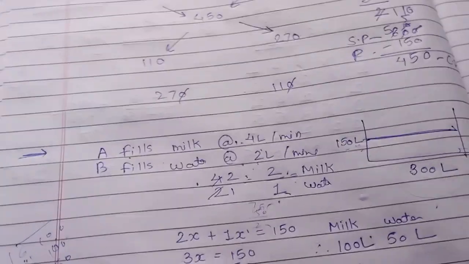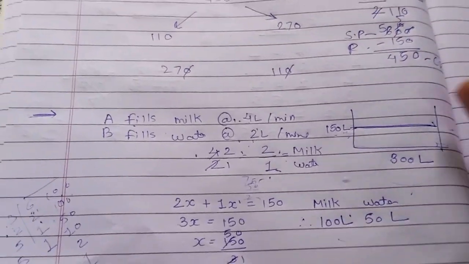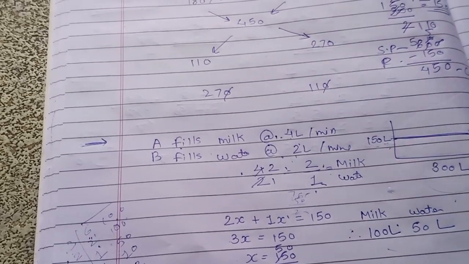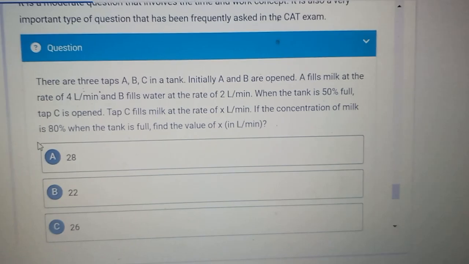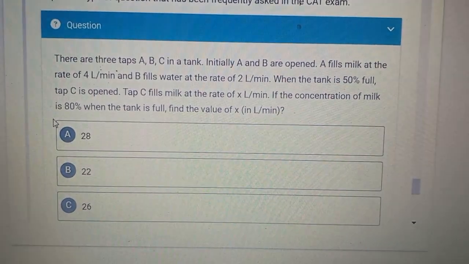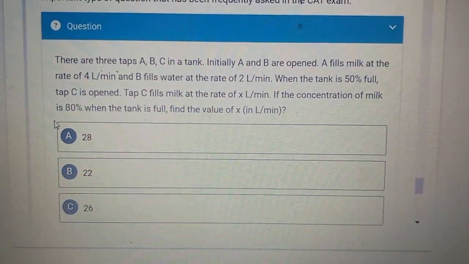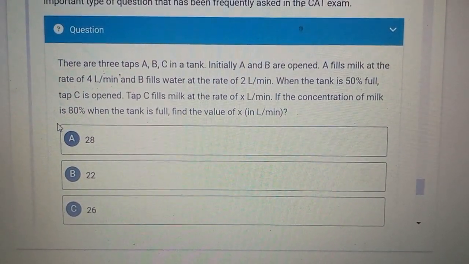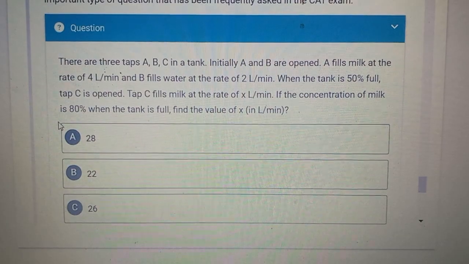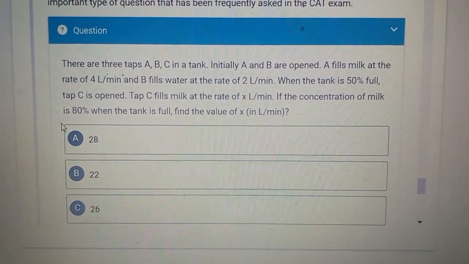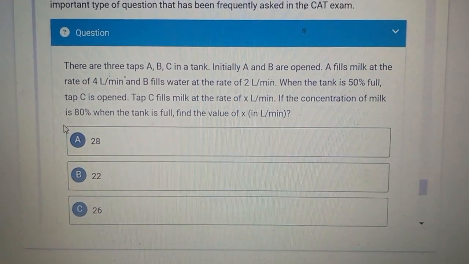So basically, in this question, it states that there are three taps, A, B, and C. Initially, A and B are open. A fills milk at the rate of 4 liters per minute and B fills water at the rate of 2 liters per minute. When the tank is filled 50%, tap C is open.